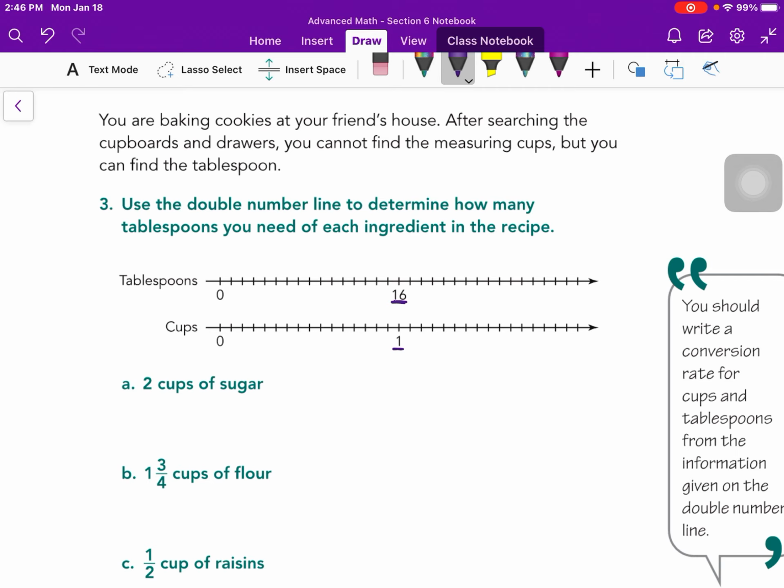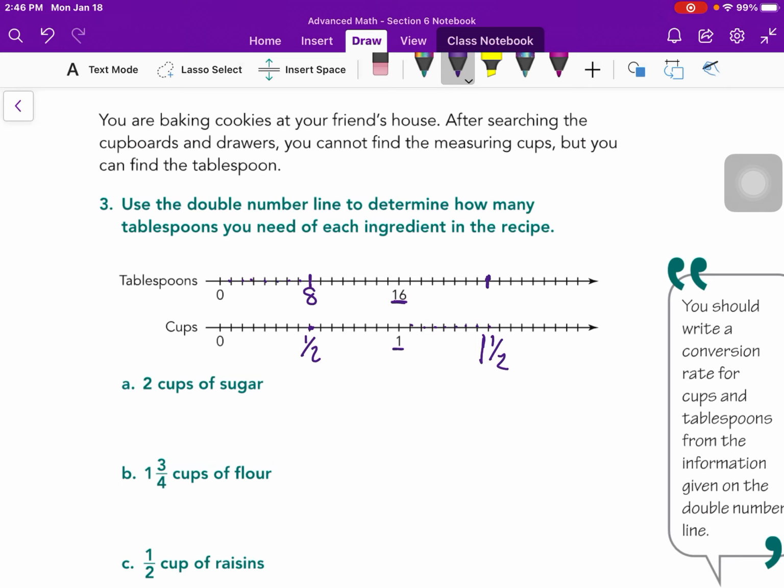That's what we know. All right, so if we fill in some other things on our number line here, halfway, let's go 1, 2, 3, 4, 5, 6, 7, 8. So 8 tablespoons would be a half a cup. If we went 8, 1, 2, 3, 4, 5, 6, 7, 8, that'd be 1.5 cups.